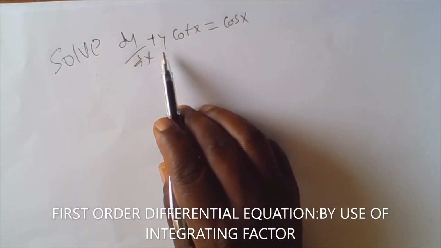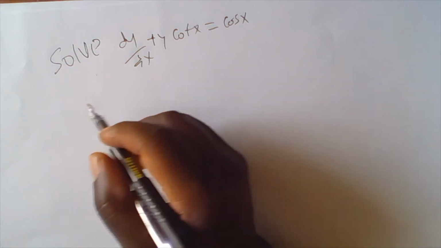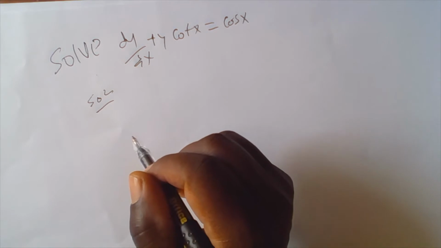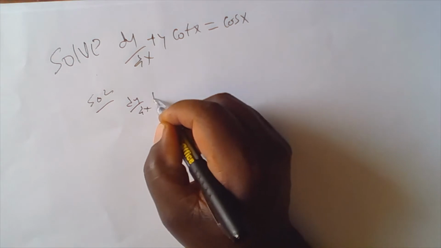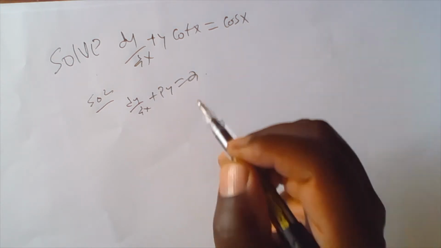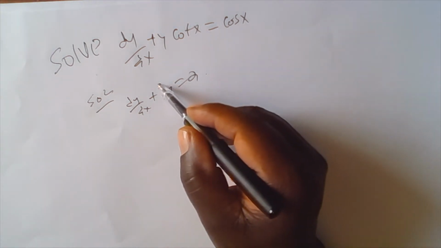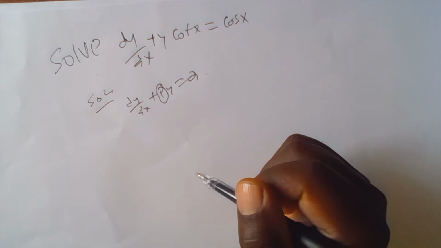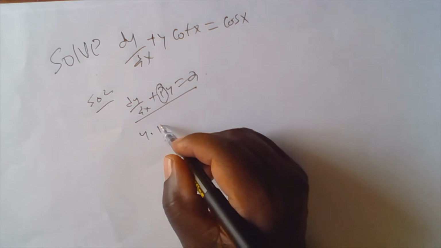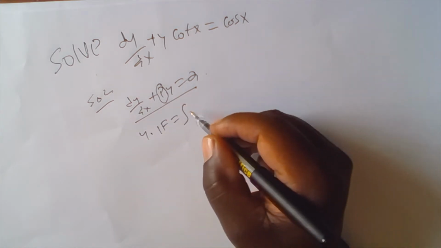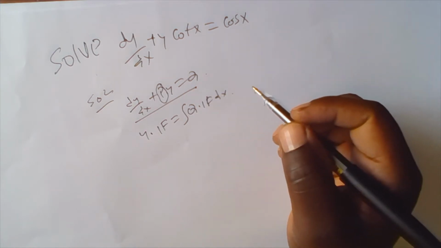Solve dy/dx + y cot x = cos x. Again, this is another linear equation of the form dy/dx + Py = Q. This kind of equation always has an integrating factor, and the solution is given by y times the integrating factor equals the integral of Q times the integrating factor dx.